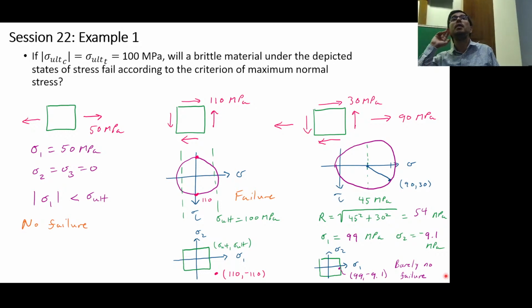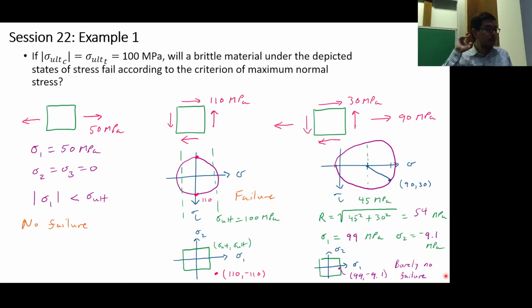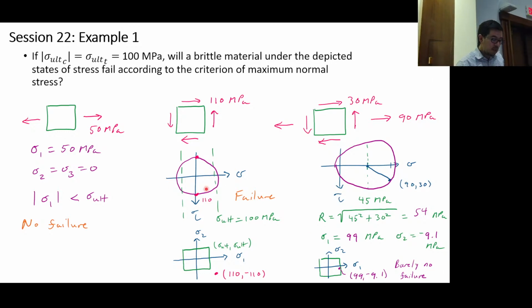What's that? In the middle one? How do I get 110?